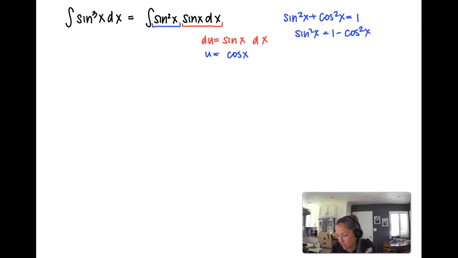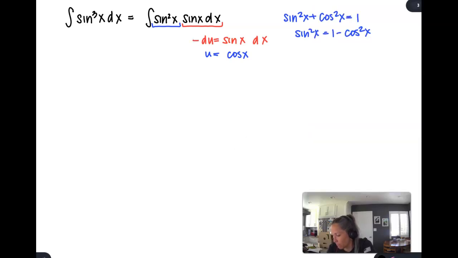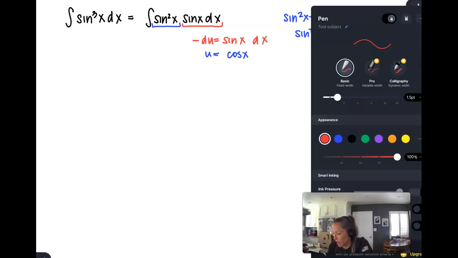Now, of course, if our u is cosine, our du is actually negative sine, so we'll just throw a negative sign out in front of that. So that's the only thing that makes this trickier. I guess cosine cubed would be an easier version of this because there's no negative sign hanging around to make things worse. All right, so we can now rewrite our integral.